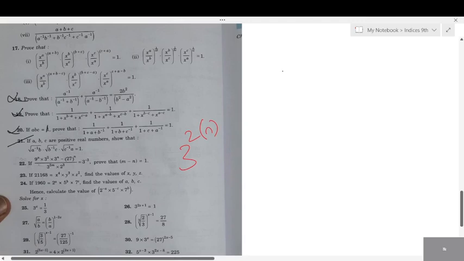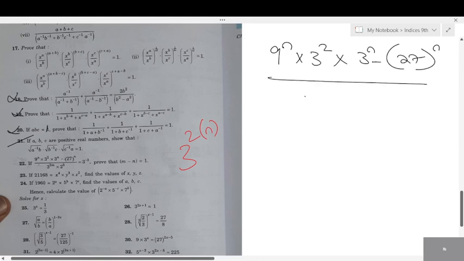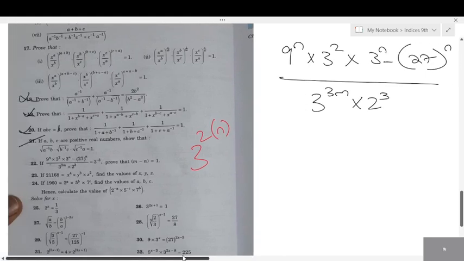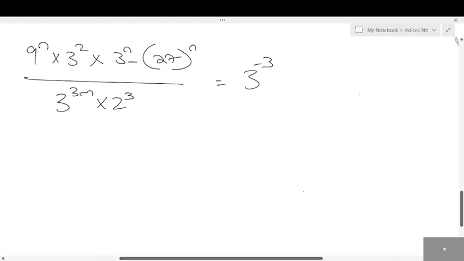Which question was that? 22nd question. 9 to the power of n into 3 square into 3 to the power of n, 27n divided by 3 to the power of 3m into 2 to the power of q is equals to 3 to the power of minus 3. This is the question. What they've asked us to prove? Unmute and answer, students. What they've asked us to prove? You have to show that m minus n is equal to 1. Let me keep it aside.